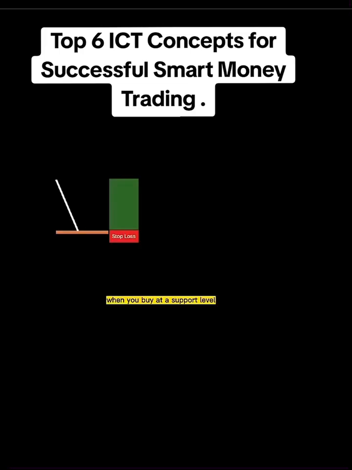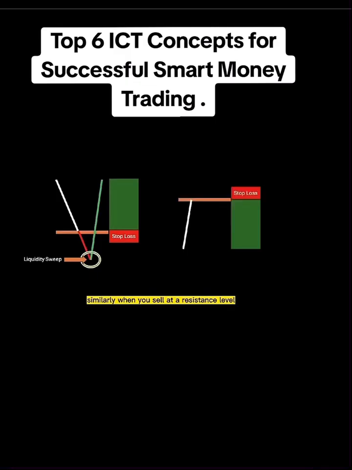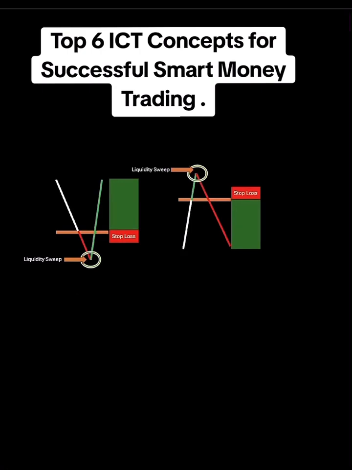When you buy at a support level, you usually place your stop loss just below that level to protect your position. Market makers are fully aware of this, and their systems are designed to hunt these stop losses to generate liquidity in the market. Similarly, when you sell at a resistance level, the market might break through that resistance, hit your stop loss, and then move in the direction you originally anticipated.